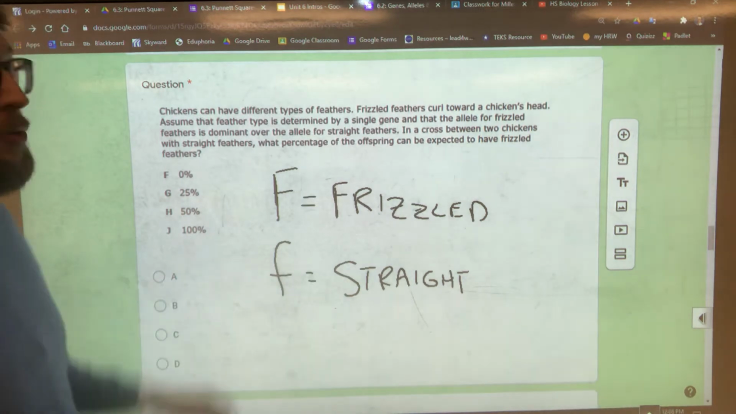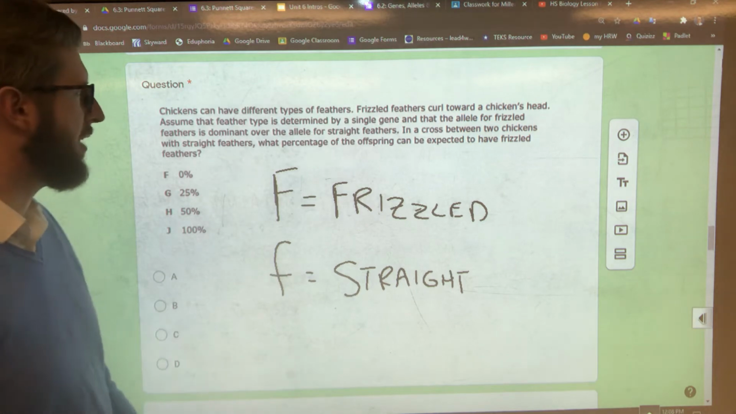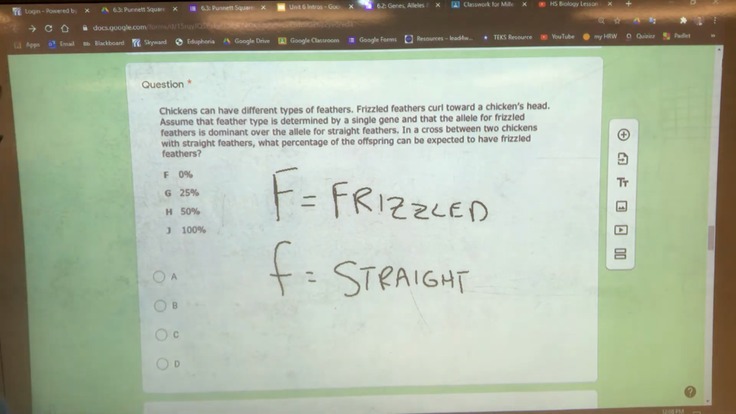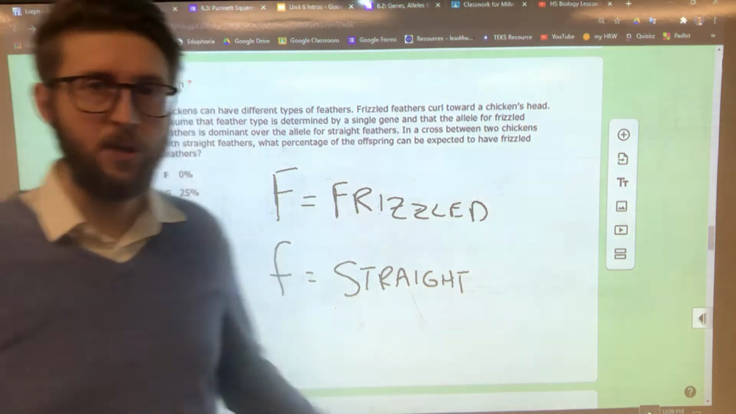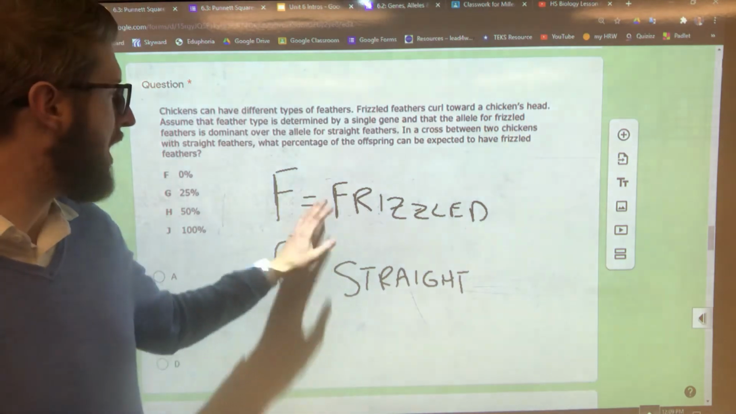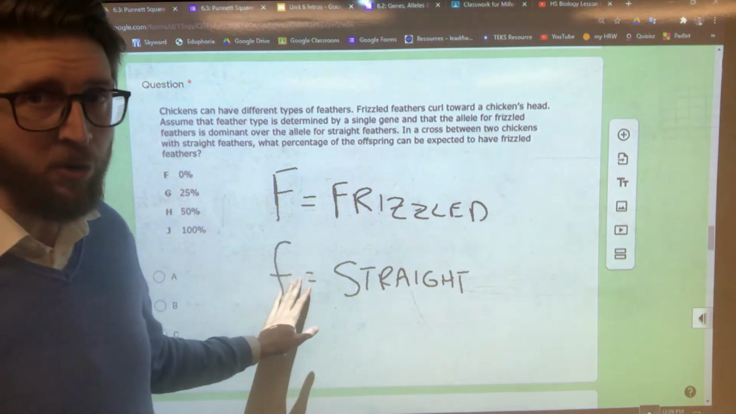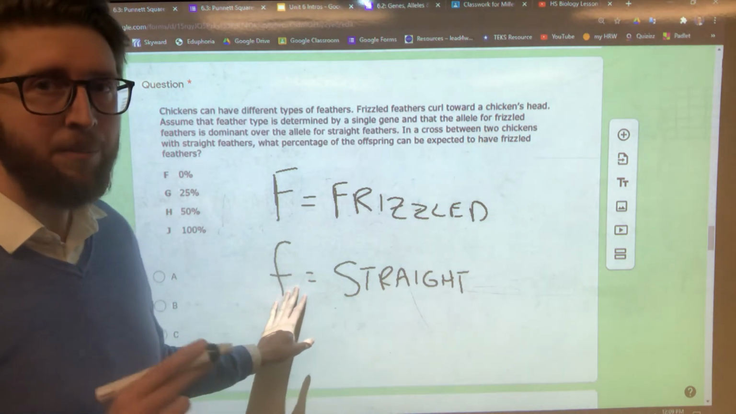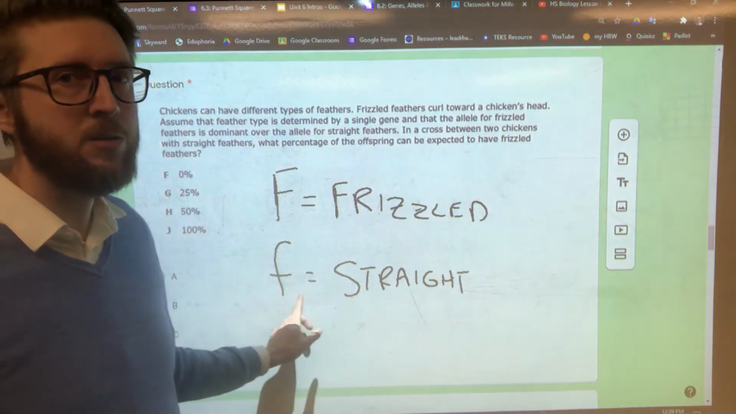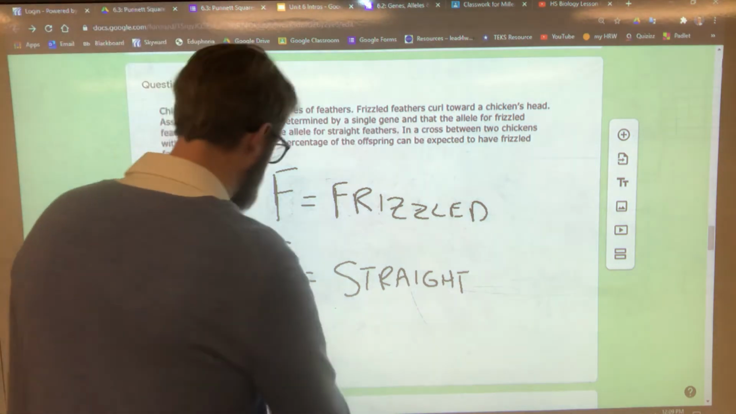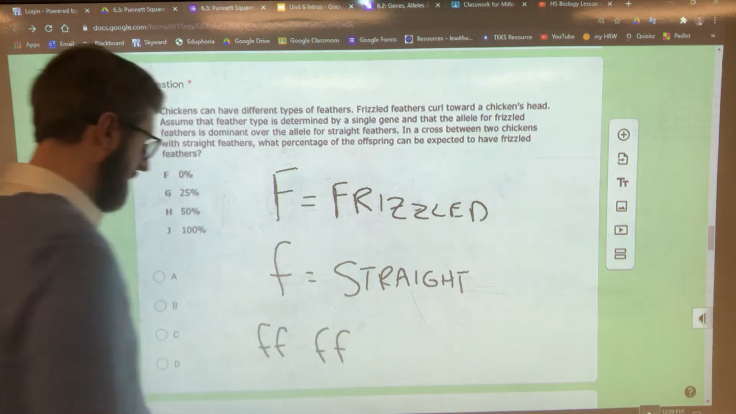So to cross between two chickens with straight feathers, so mom and dad both have straight feathers, what percentage of the offspring can be expected to have frizzled feathers? Well, remember, the only way that you can have a chicken with straight feathers is if there's no dominant frizzle feather allele. So therefore, you can conclude that both parents, both mom and dad, since they both have straight feathers, their genotypes must be little f for mom and little f for dad.